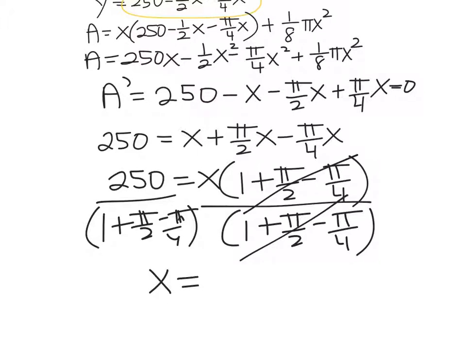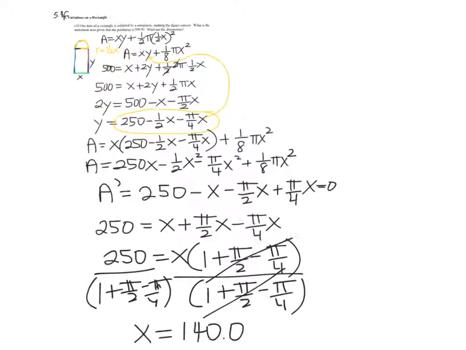Okay, x equals... x is about 140.0. Wow. 20.0. Yeah. Well, 0.024788. It's about 140. Okay, so it says, what is the maximum area? What are the dimensions?